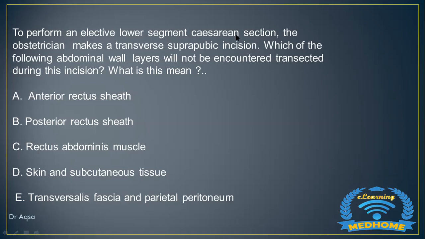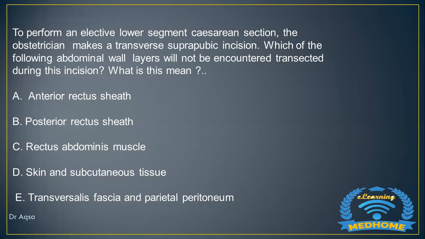Okay, we can have Fiva, would you like to answer? Ma'am, I think it is the posterior rectus sheath. Okay, why do you think it's posterior rectus sheath? I was just recalling cesarean section. We do the skin, subcutaneous tissue. We go through the anterior rectus sheath. The posterior, no. Rectus abdominis muscle we separate. We go to the transversalis and parietal peritoneum. I'm not really sure, but I think it is posterior rectus sheath.